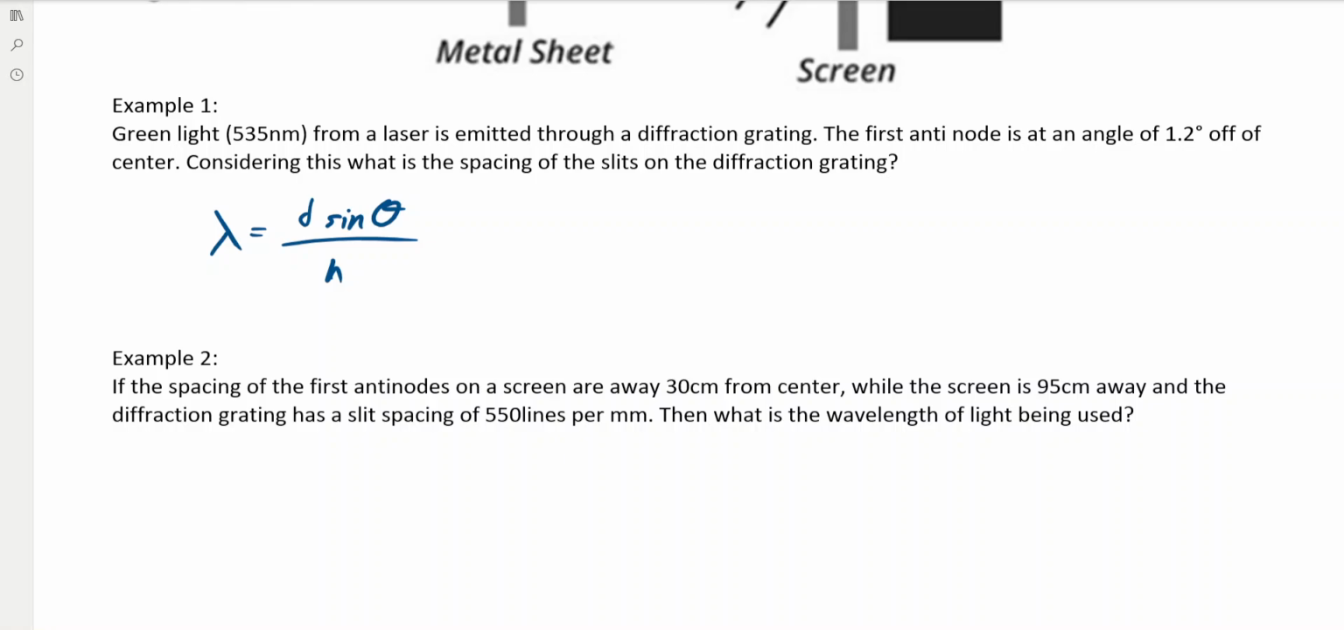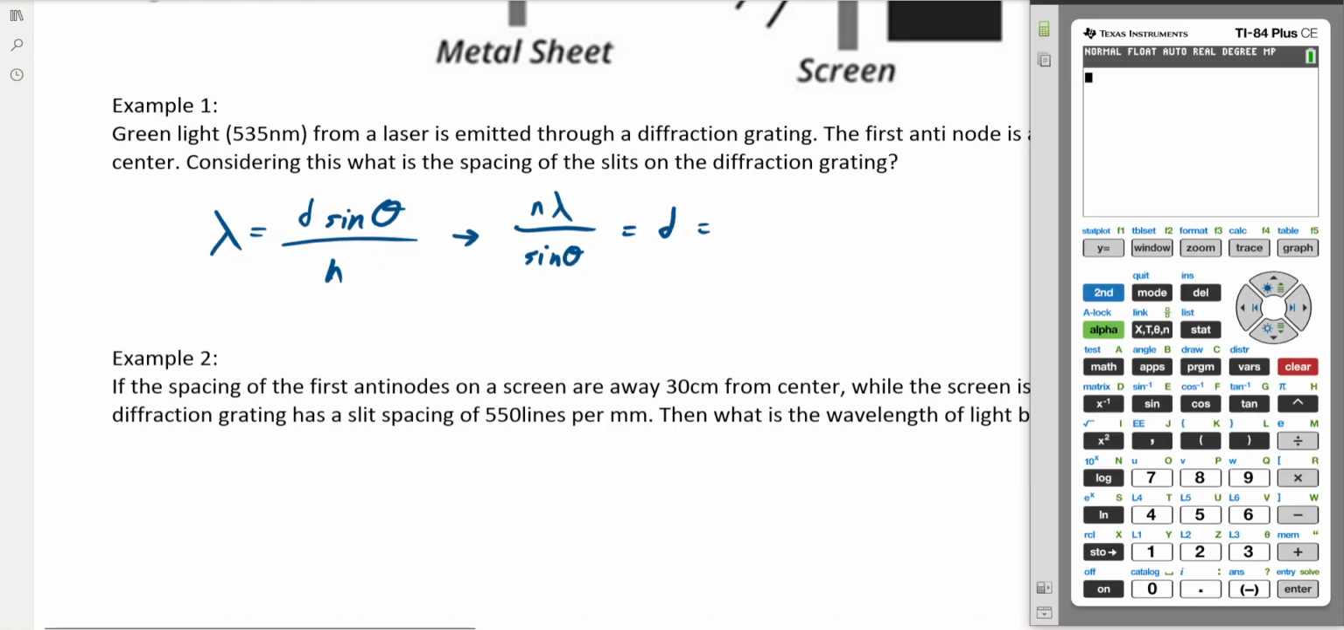Okay, and we're looking for the spacing of the diffraction grating. Well, that's the D value. So all we're going to do is move everything over except for D. Since it's the first antinode, N is 1, and since the wavelength is 533 nanometers, we have to write times 10 to the exponent -9. And then at the bottom we've got sine theta. Theta was 1.2 degrees. Make sure you're in degree mode, which we are, and we press enter.